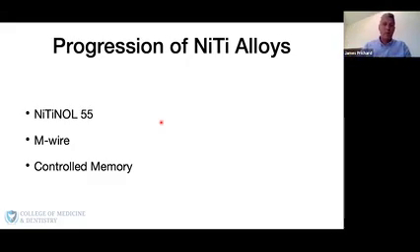What was discovered is when you incorporate more of the martensitic phase into the nitinol alloy, then you actually get more resistance to cyclic fatigue just by changing the alloy. And so M wire was born. It has more martensitic phase in it than the austenitic phase.